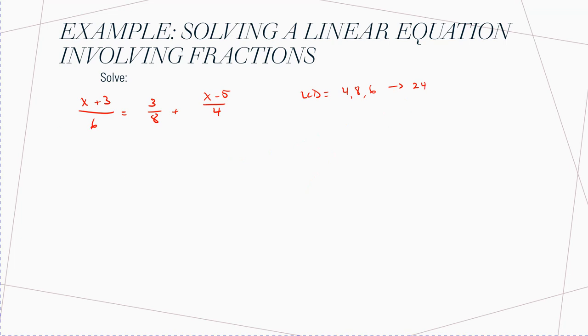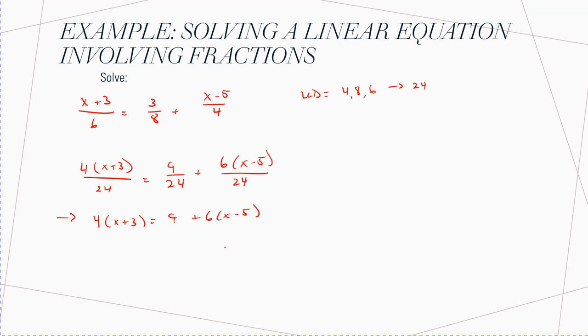So what do I need to multiply the 6 by to get 24? I need to multiply that by 4. I need to multiply the 8 by 3. So 3 times 3 gets me 9. And I need to multiply this by 6, right? So this is 6 times x minus 5 over 24. What you can also see here is once you have the same denominators, you can basically just cancel them out. And you're just left with 4 times x plus 3 is equal to 9 plus 6 times x minus 5. So it's pretty straightforward to solve here.